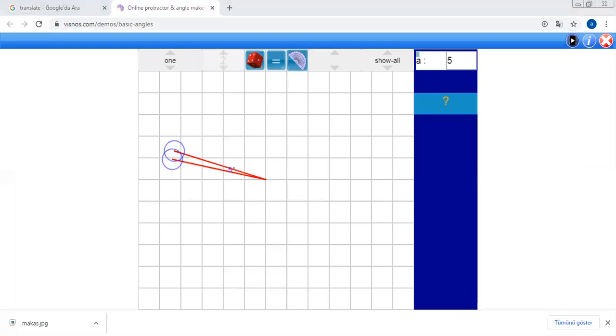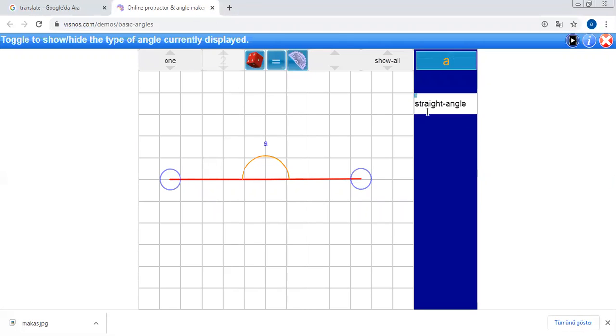Online protractor. So this straight line is always equal to 180, as we said. What is the name of 180? It's a straight angle. And if you want to check, for example, this obtuse angle's degree, what is the degree of A? Let me check it. 138, and it's an obtuse angle because it's more than 90 degrees.